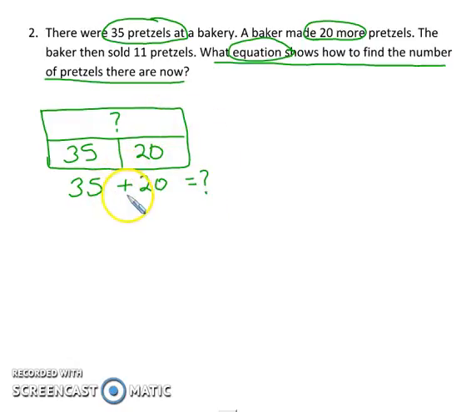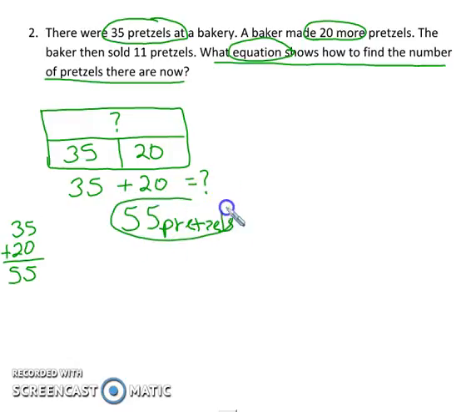The reason it is addition is because we know that when two numbers are side by side on a part-part whole model, it is always addition. We are always going to add them. So 35 plus 20, off to the side, like good mathematicians do, we have to write it vertically. We can't answer it horizontally. That confuses us. We want to add it vertically. 5 plus 0 is 5. 3 plus 2 is 5. So we know he now has 55 pretzels. That is how many he has now.